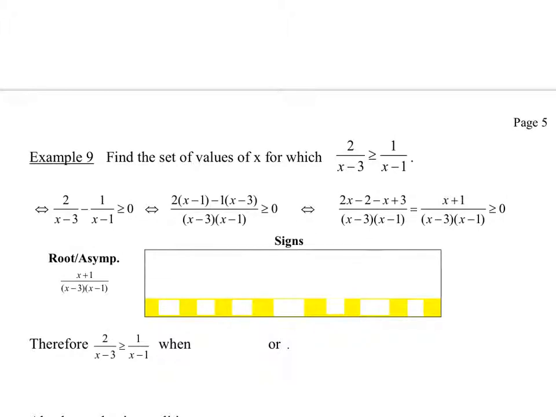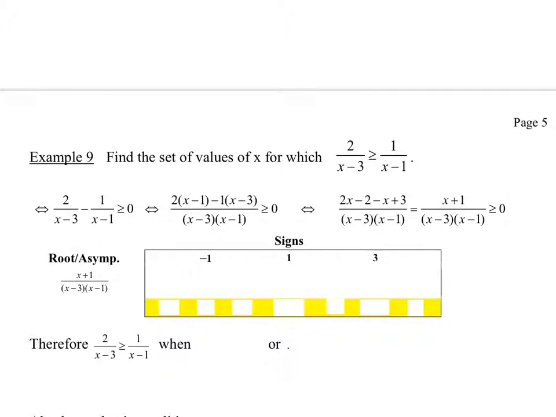Now, if you look at this expression here, we need to be interested in when the top is equal to 0 and also when the bottom is equal to 0. The top is equal to 0 when x is equal to negative 1. The bottom is equal to 0 when x is equal to 3 and when x is equal to 1. Okay, so those are going to be our roots and our asymptotes. So we're going to put them in the sign diagram below.